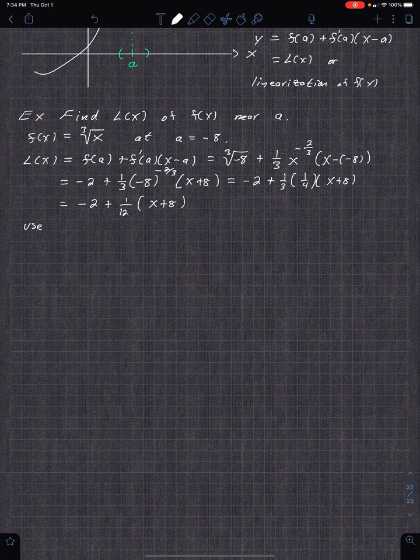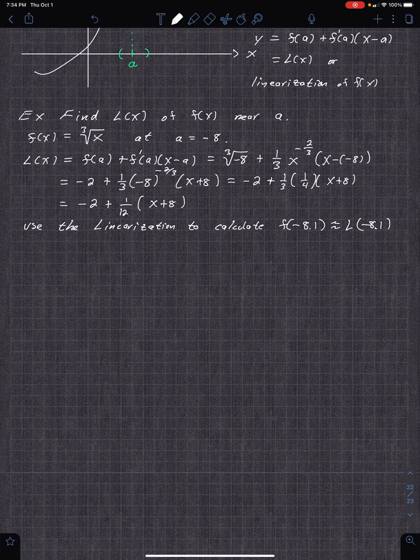So use the linearization to calculate f of negative 8.1. You know what the cube root of 8 is, but what about 8.1? That'd be tough to calculate. So we say it's approximately L of negative 8.1.